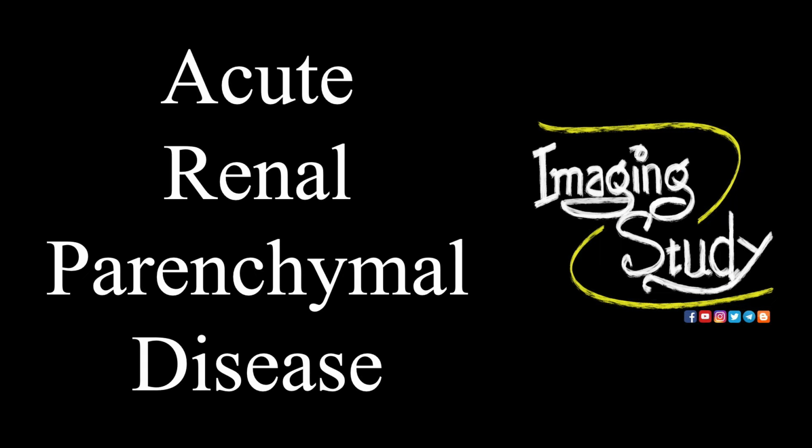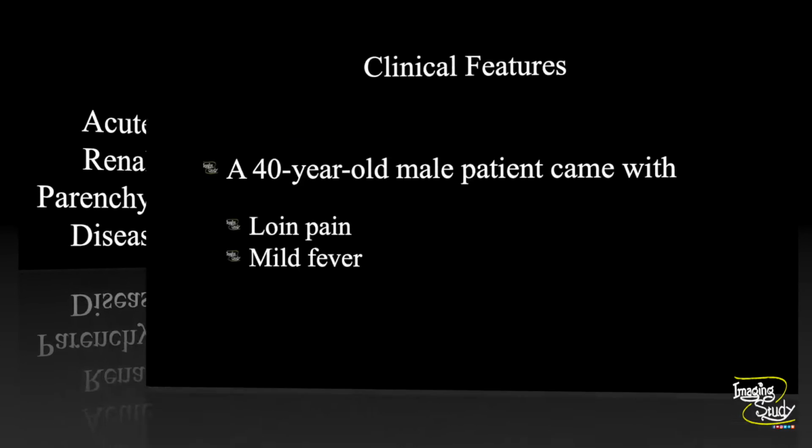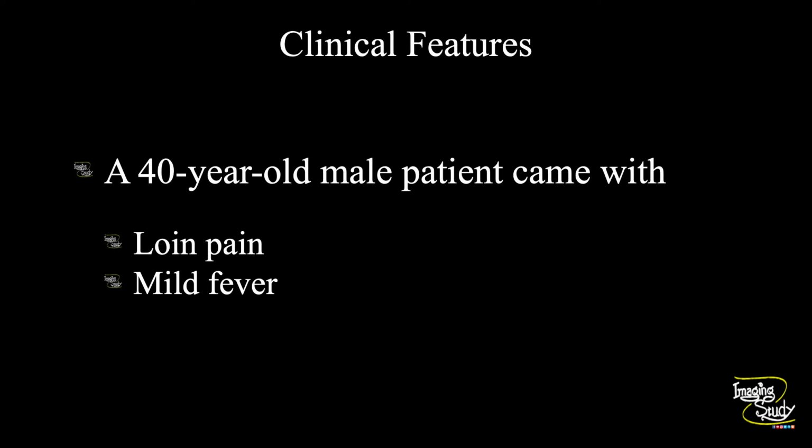Today we are going to see a case of acute renal parenchymal disease, or you may say acute nephropathy. A 40-year-old male patient came with bilateral loin pain and mild fever. Let's see what we have got on ultrasound.